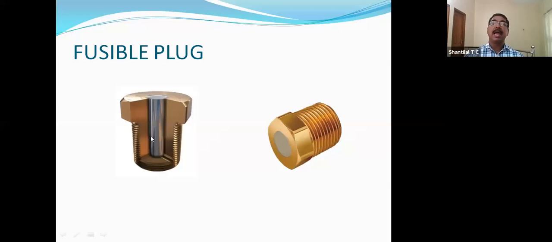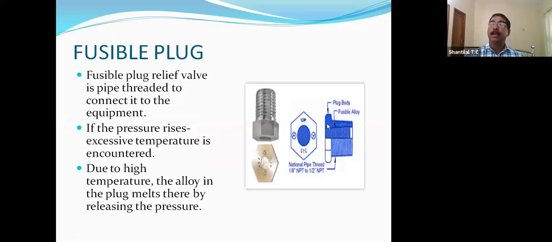When pressure increases, temperature also increases. That's our rule. When pressure increases, temperature also increases simultaneously. At that time, this metal is melted. Once this metal is melted, what happens? The gas goes outside. In this way, it protects the system. See, this is the internal sketch. Fusible alloy. This is the fusible alloy. Through this, the fusible alloy will be melted.